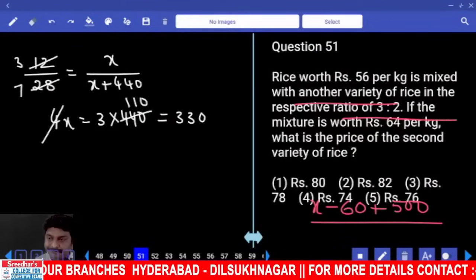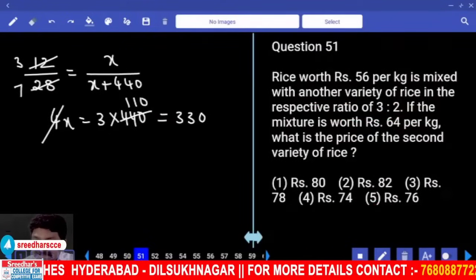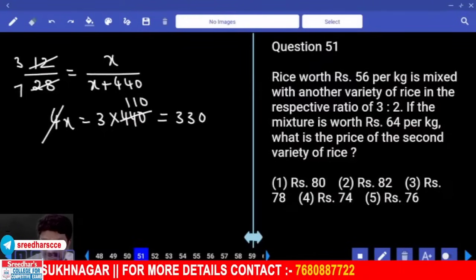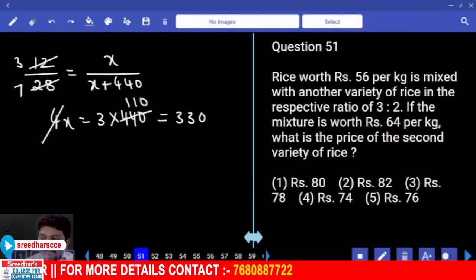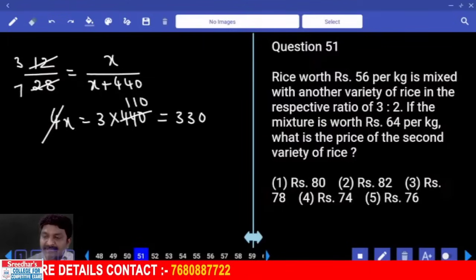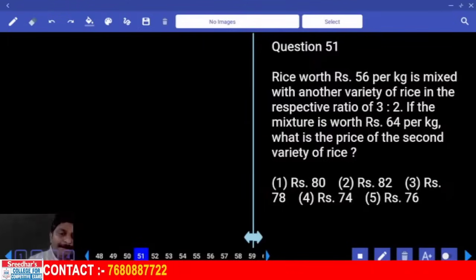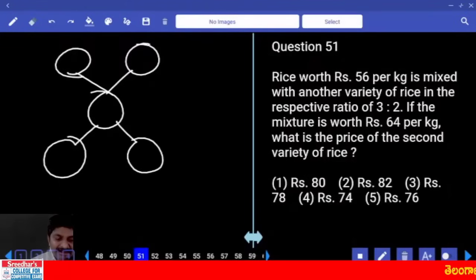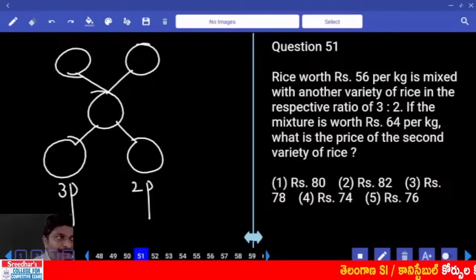Rice worth 56 rupees per kg is mixed with another variety of rice in the ratio 3:2. If the mixture is worth 64 rupees per kg, what is the price of the second variety? As it is clearly said mixture, I am using alligation and mixture. In what ratio they mixed? 3:2, 3 parts and then 2 parts.